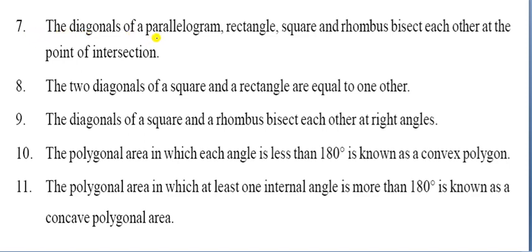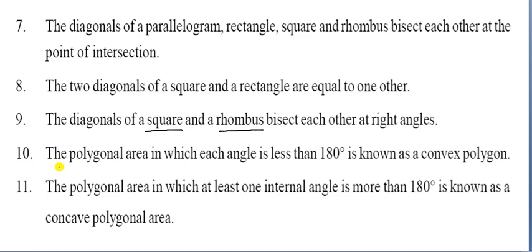The diagonals of a parallelogram, rectangle, square and rhombus bisect each other at the point of intersection. That means they are bisecting each other. Number 8, the two diagonals of a square and a rectangle are equal to one another. Number 9, the diagonals of a square and a rhombus bisect each other at right angles. So always remember, in a square and in a rhombus both bisect each other at right angles.